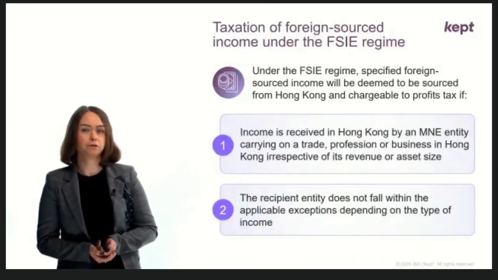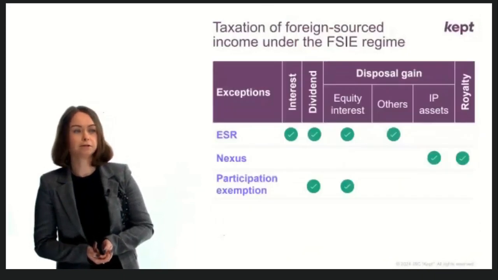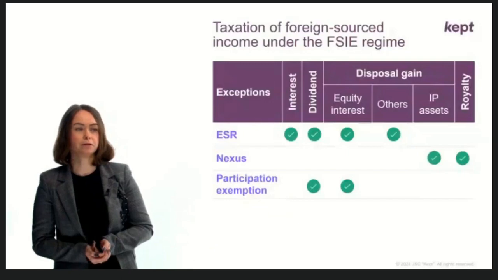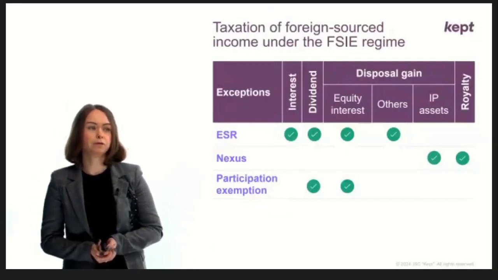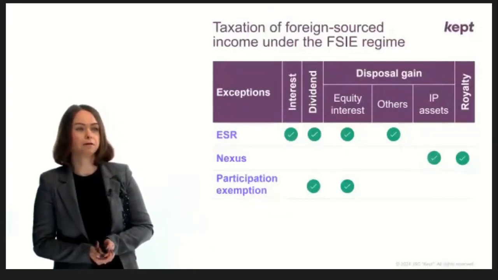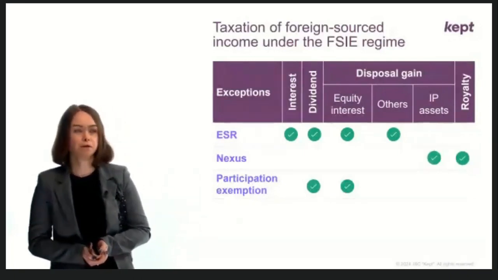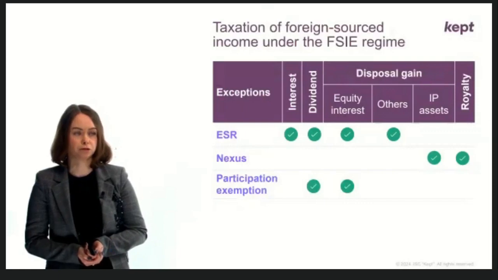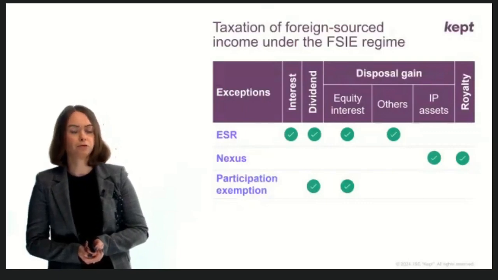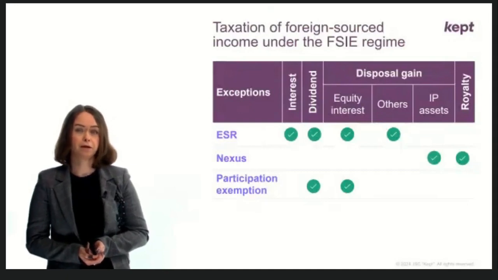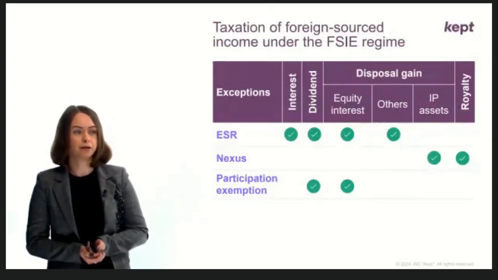As you can see from the table on the next slide, the exception requirements are applied depending on the particular type of income. And if I look at the foreign source dividends, it can be excluded from taxation in Hong Kong when the economic substance requirement or participation requirement is satisfied. Regarding foreign sourced IP income, only the nexus exemption is available.